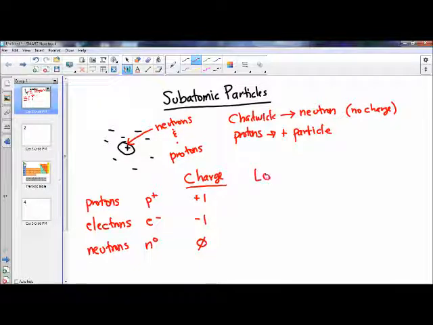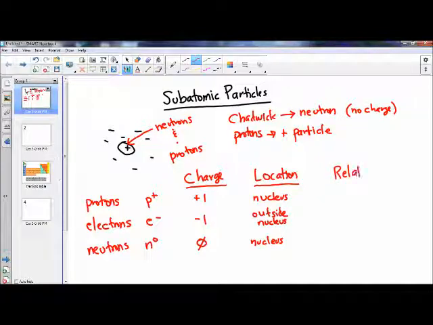You will also need to note where they are found in the atom. So protons are in the nucleus, and so are neutrons. And electrons are outside the nucleus. Okay, we will spend a little bit more time later talking about exactly where those electrons are. Now, the last thing that you are required to know about the particles in general is how big they are compared to each other. That's called relative mass. How big something is compared to something else.